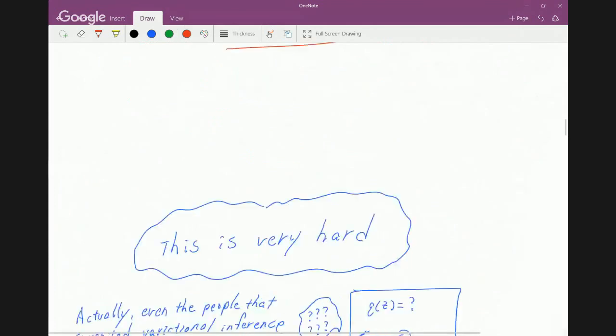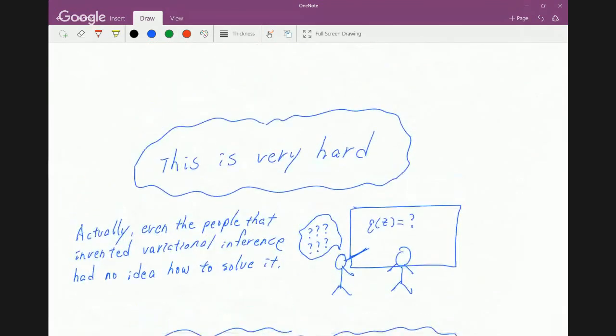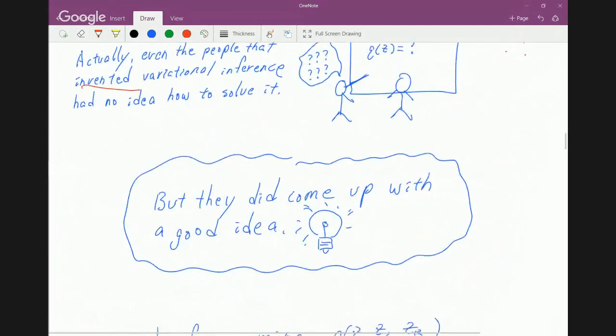This is very hard, because even the people that invented variational inference had no idea. They didn't know how to solve this either. But they did have an idea that could simplify the problem by making an approximation. So they came up with a good idea.